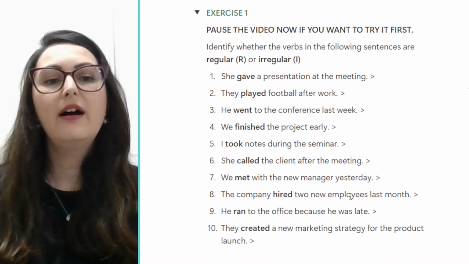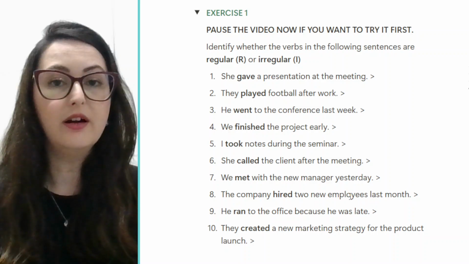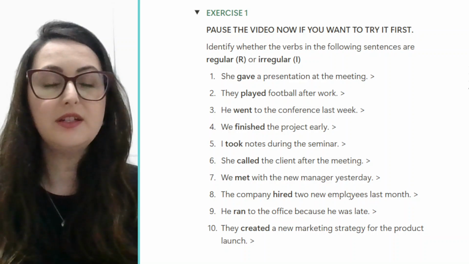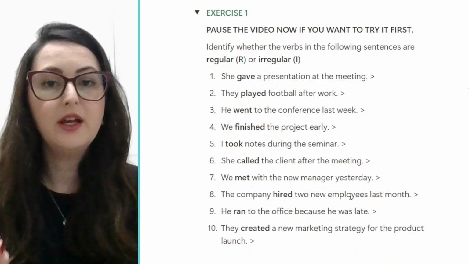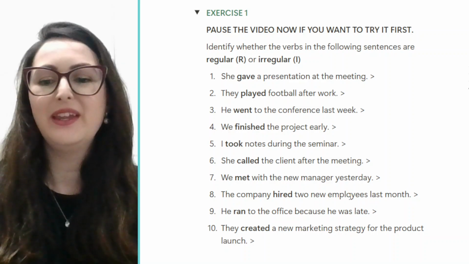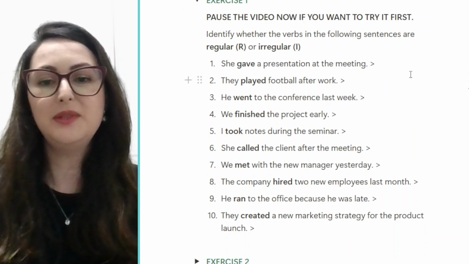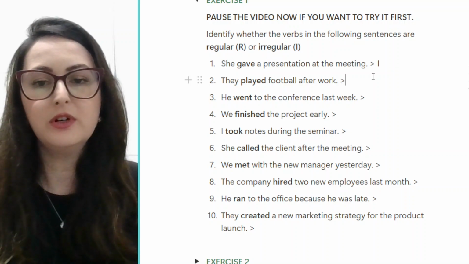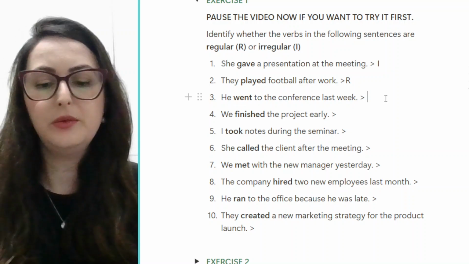Exercise number 1. Identify whether the verbs in the following sentences are regular, R, or irregular, I. So, the simplest idea is if the verb ends in ed, it is regular. If it is in a different form, it is irregular. So, she gave a presentation. She gave a presentation at a meeting. This is irregular. They played football after work. Regular. He went to the conference last week.